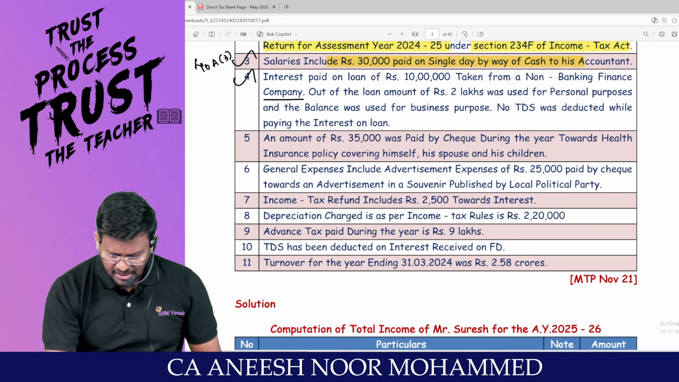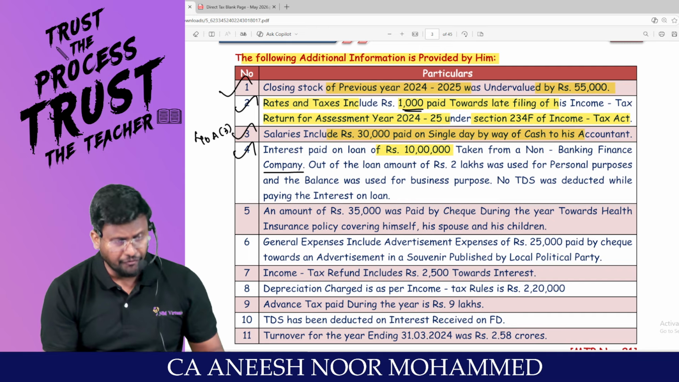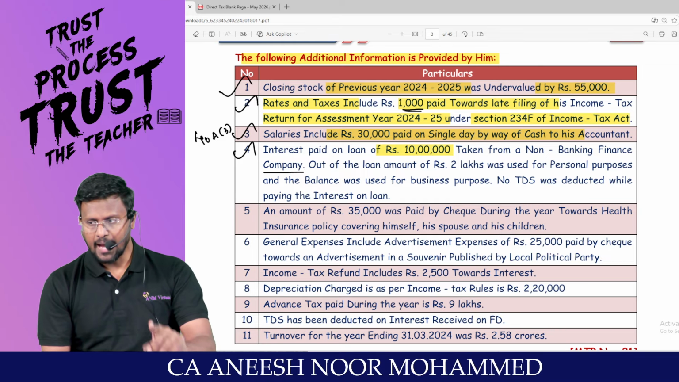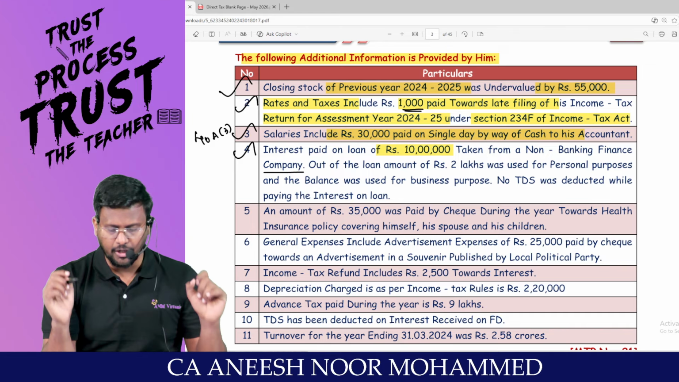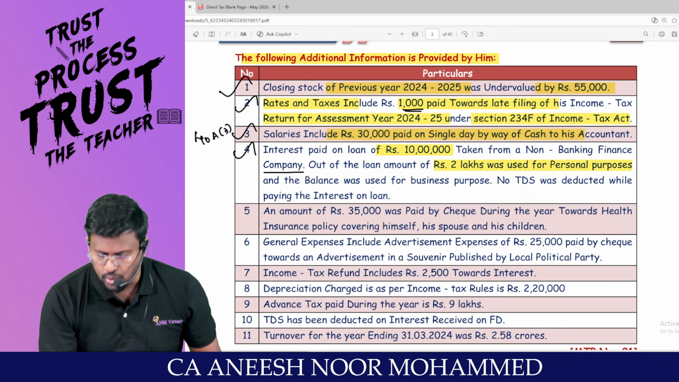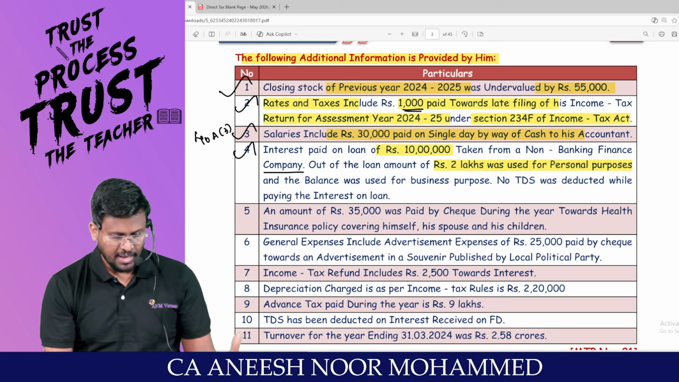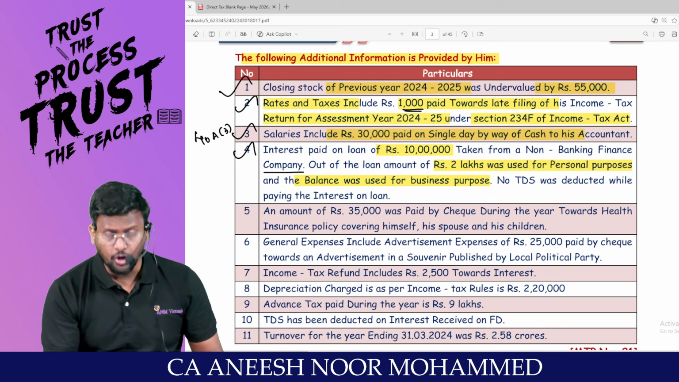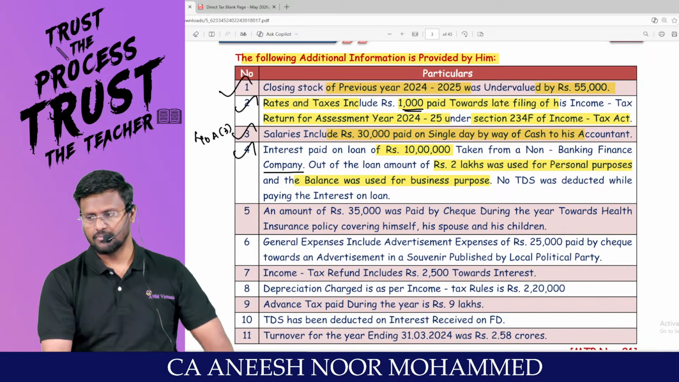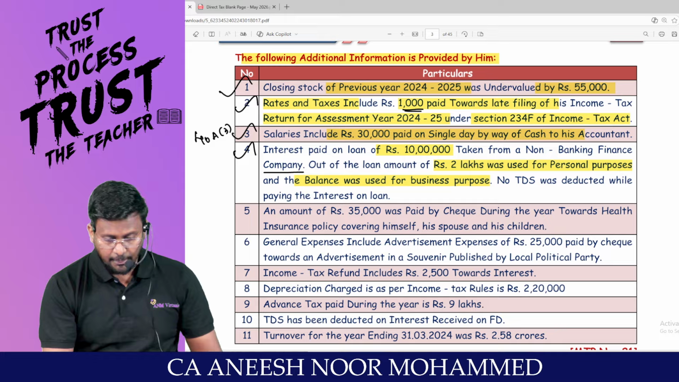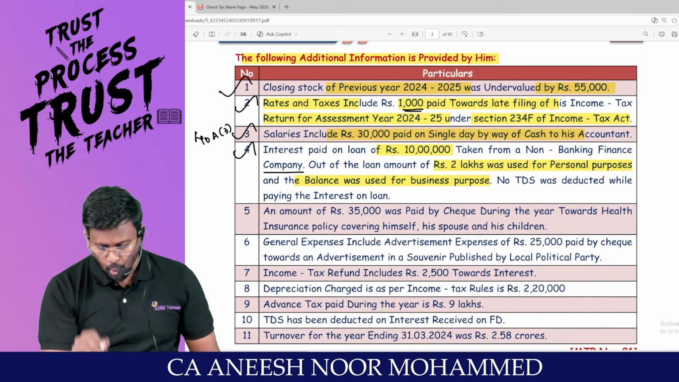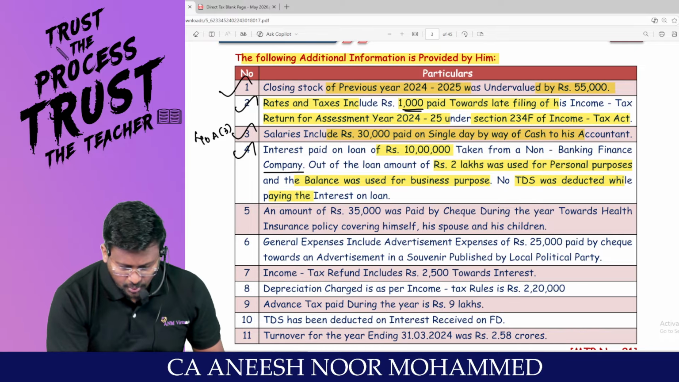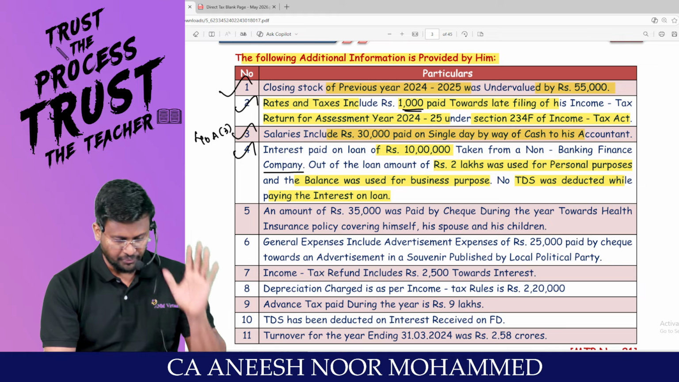What they are saying is totally they have taken a loan of 10 lakh. And my dear lovable students, out of that 10 lakh should be bifurcated into two categories. 2 lakh was used for personal purpose. And the balance was used for business purpose. Balance was used for, that means 8 lakh has been used for business purpose. No TDS was deducted while paying the interest on loan.